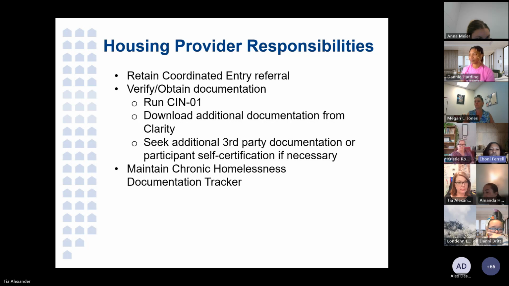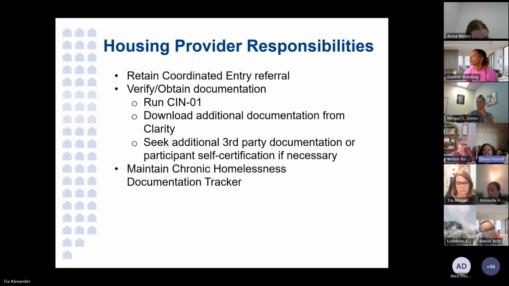Okay, so if there are no more questions, I will go ahead and pick back up where Danny left off. So once the housing provider receives the match, these are the essential elements of documenting eligibility in terms of chronic homelessness status in our CoC. As with any participant, retain the coordinated entry referral email in the participant record. Verify or obtain adequate documentation of chronicity. You'll need to run the CIN 01 report following the steps that Danny outlined in the last section.